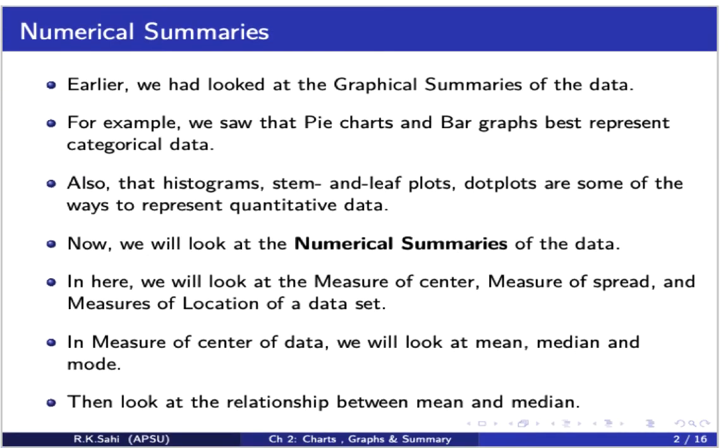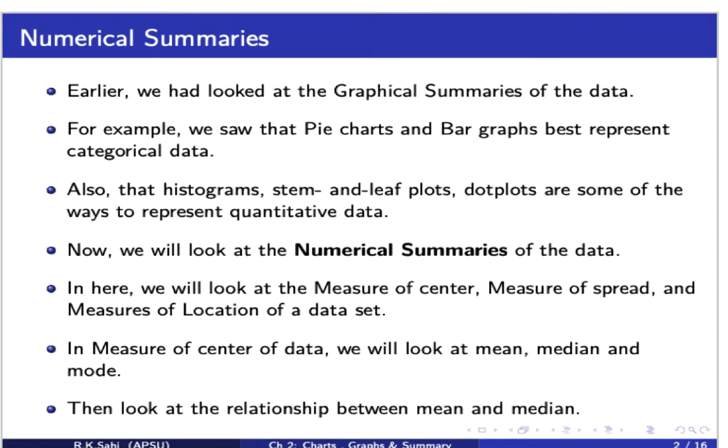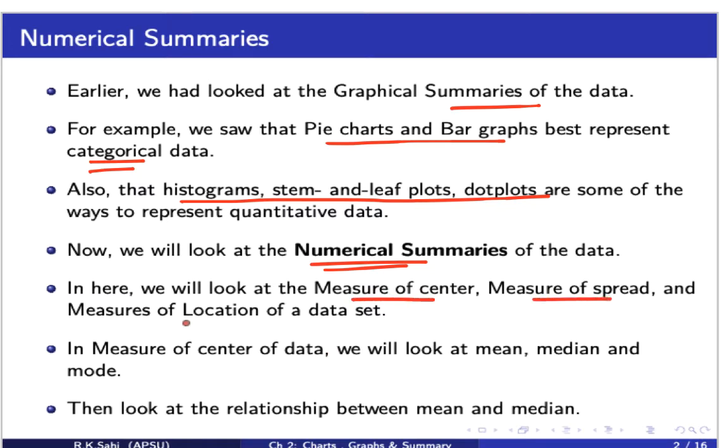In the previous session on descriptive statistics, we were looking at the graphical summaries of the data set, where we found that pie charts and bar graphs best represented the categorical data. And also we could represent the quantitative data with the help of histograms, stem and leaf plots, or dot plots. Now we're going to focus on the numerical summaries of the data. Three things we'll be looking deeply into are the measures of center, measures of spread, and measures of location of a data set.